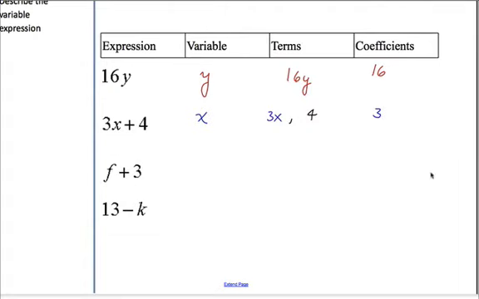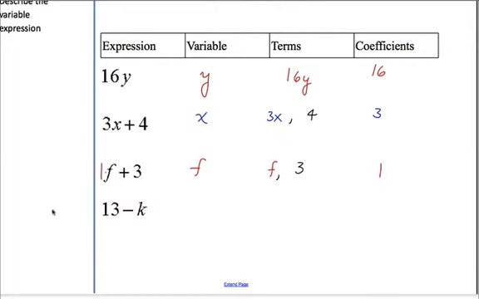F plus 3. All right, this time my variable is f. There are 2 terms, f and 3, separated by addition again. And my coefficient, well, what is f really secretly being multiplied by? F is just like 1 times f. So my coefficient here is 1.